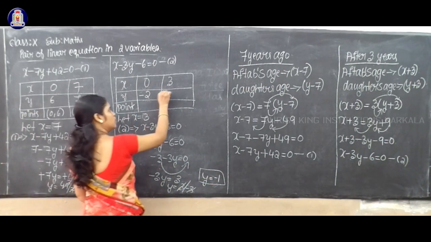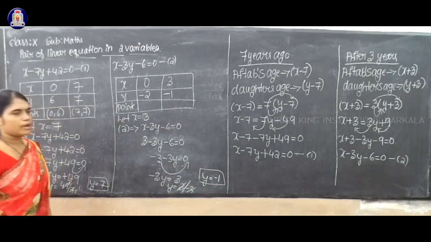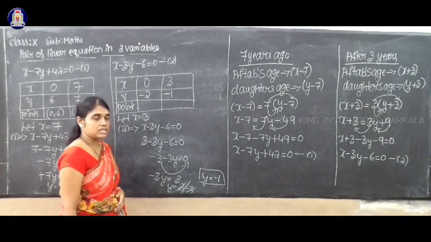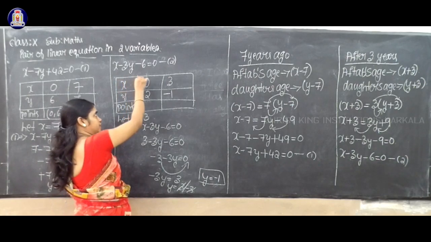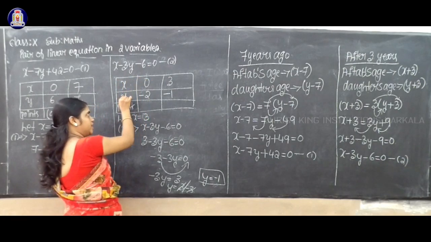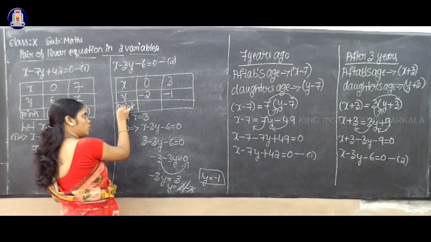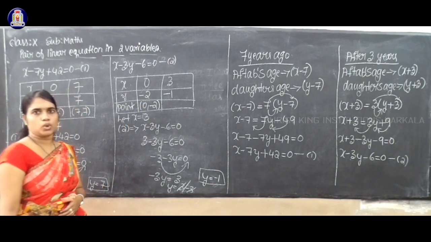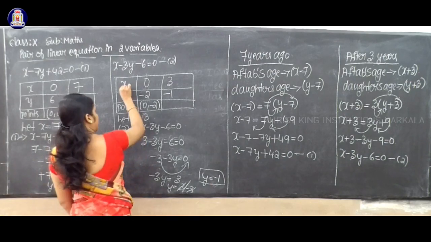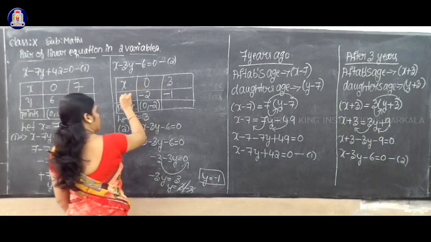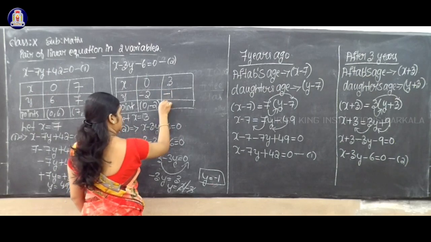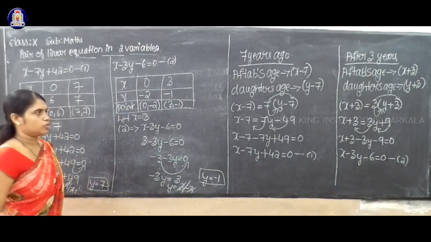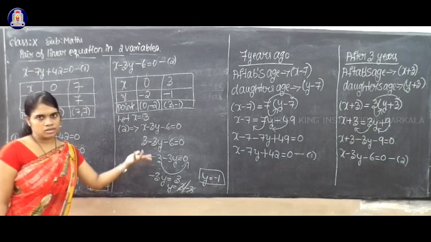So therefore what about the value of y? Y is equal to minus 1. Okay. So now we write the points. X coordinate is 0, y coordinate is minus 2. So therefore the point is 0, minus 2. Again x coordinate is 3, y coordinate is minus 1. So therefore your point is 3, minus 1. Okay. So therefore points obtained.